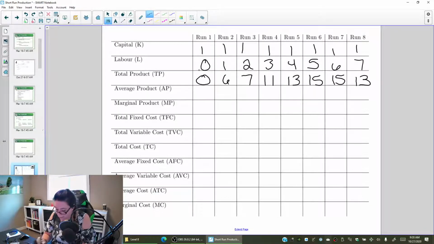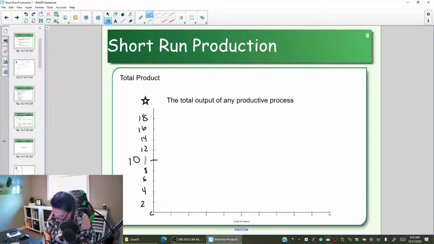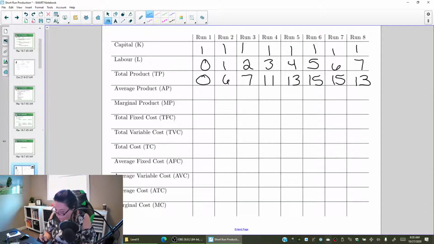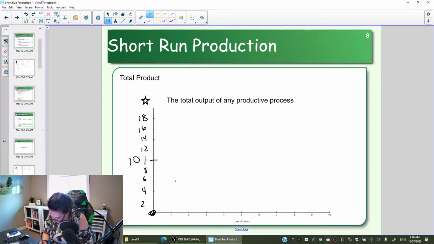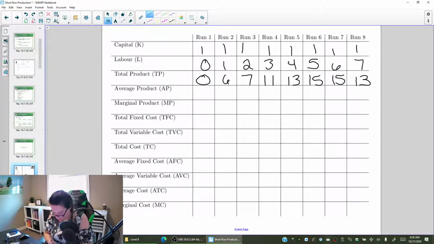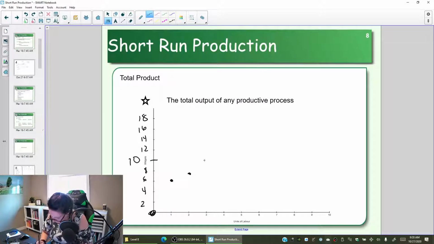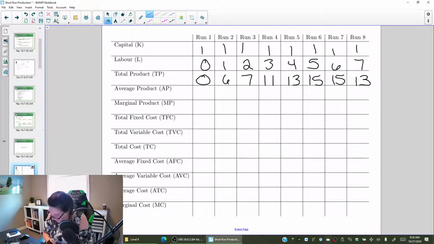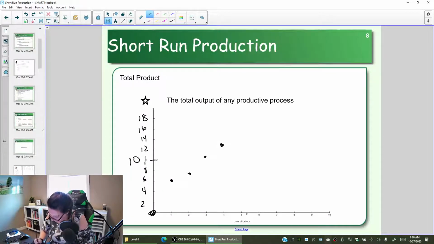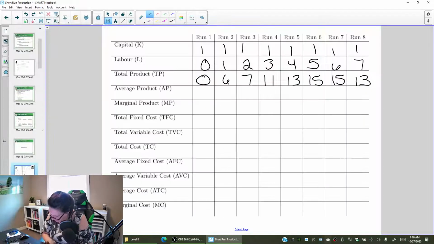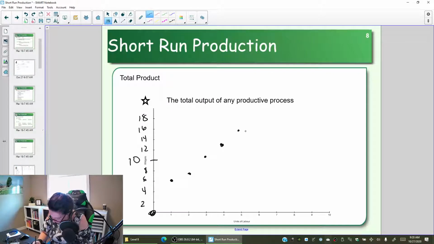So when we had 0 workers, we had 0 total product. When we had 1 worker, it went to 6. When we had 2 workers, it went to 7. When we had 3 workers, it was at 11. And then at 4 workers, it went to 13. So let's try that again. At 5 and 6, it was at 15. And then when we had 7 workers, it was at 13.